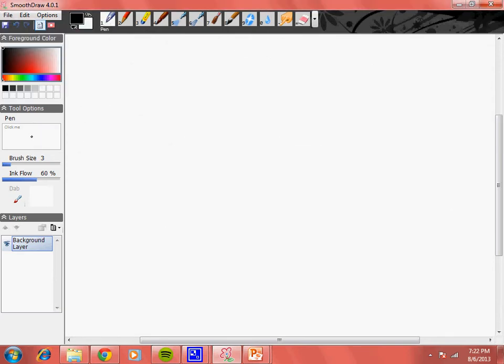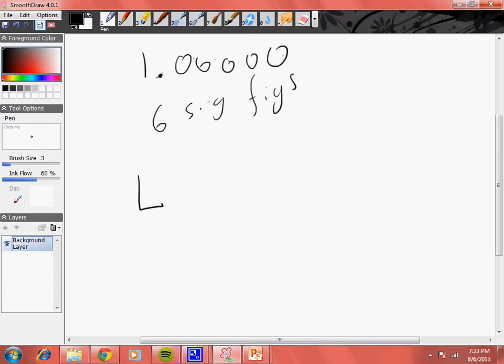And if you're not talking about money, then we can go as far as we want. 1, 2, 3, 4, 5. And because there's a decimal, we have 1, 2, 3, 4, 5, 6. 6 sig figs.